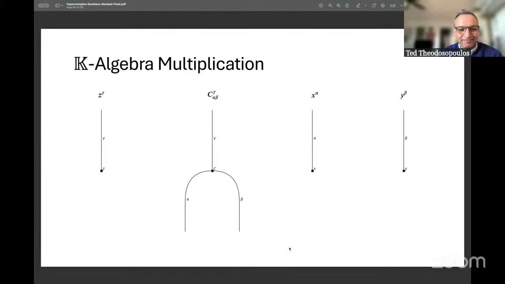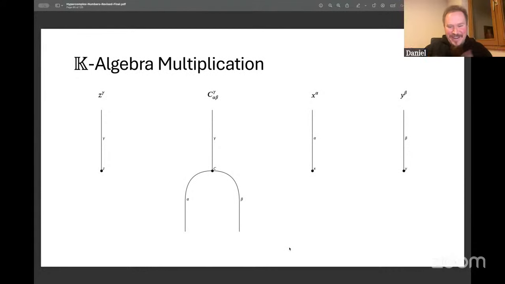You're welcome. All right, so finally, we've talked about our different ingredients, the different ways to represent k-linear maps, but now how are we actually going to put them together? So let's suppose we wanted to represent our k-algebra multiplication, which is defined by the structure constants, in this graphical notation. How would we do it? Does anyone want to take a stab at it from the audience?